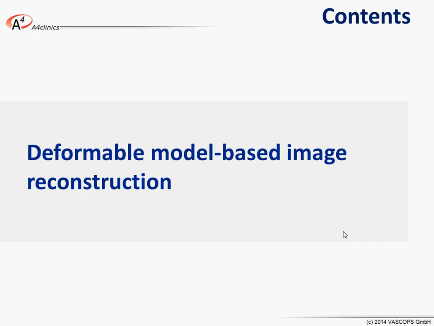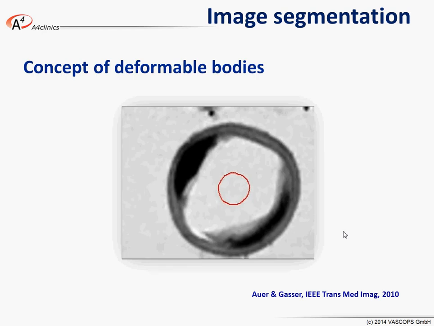But now let's go to the deformable model-based image reconstruction and first see in this movie how that works. A deformable model, in this case a 2-dimensional model, inflates within your image until it segments the body of interest, which is in this case the luminal area.